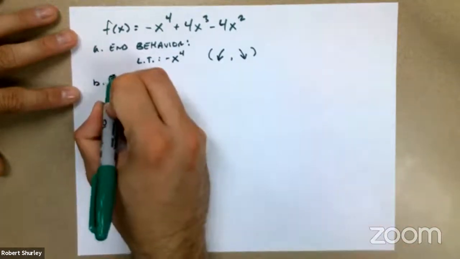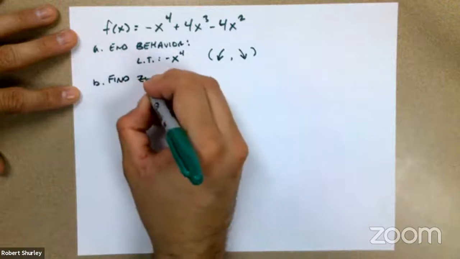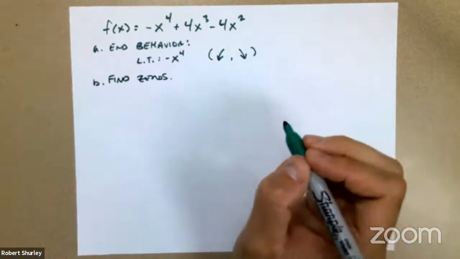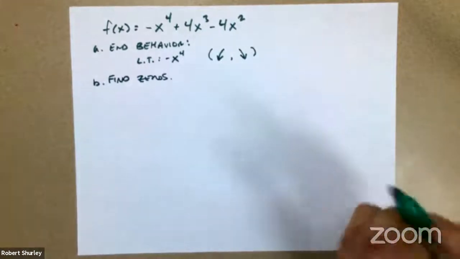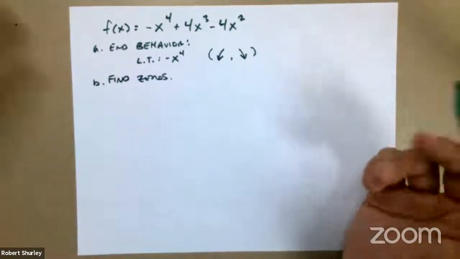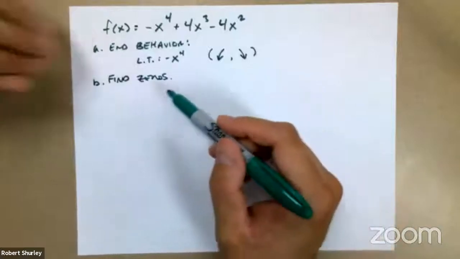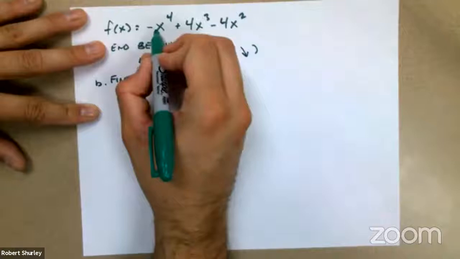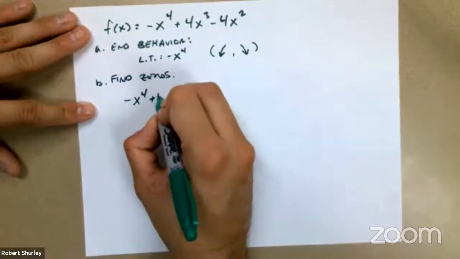So B, let's find the zeros. Now, I'll do one. On the next one, I'll show you if it says find the roots or find the solutions, how it's written a little differently. We'll do that one on the next one. Well, let's find the zeros. So I've got negative x to the fourth. Remember, we've got to set this whole polynomial equal to 0.